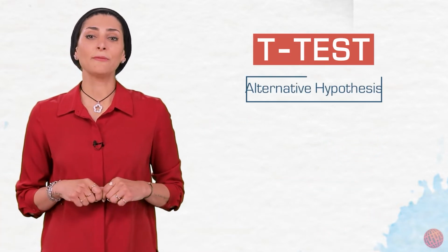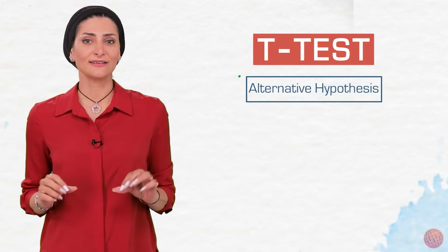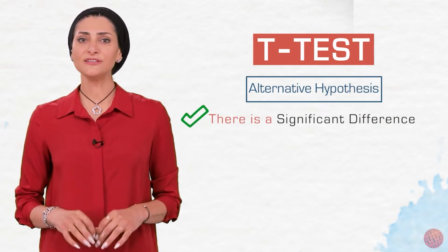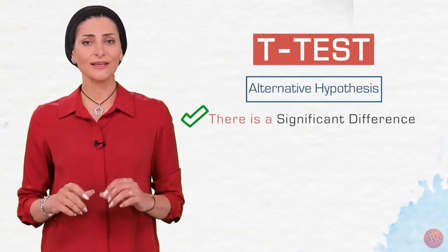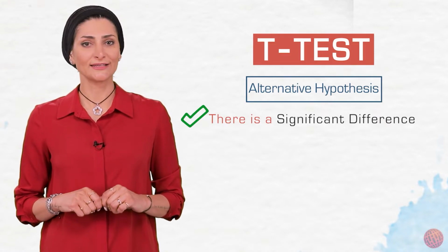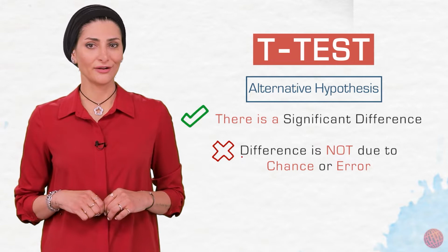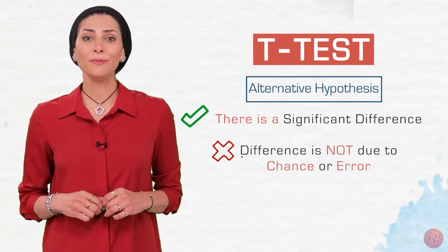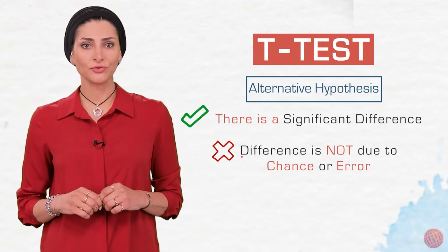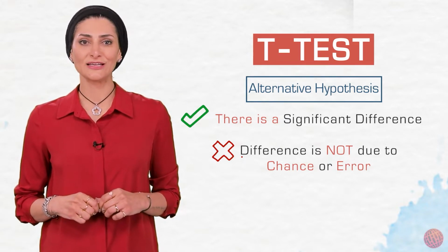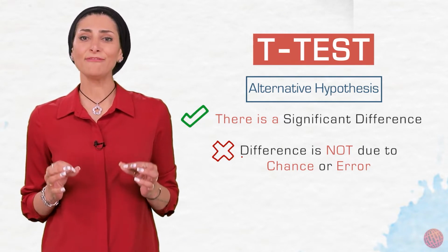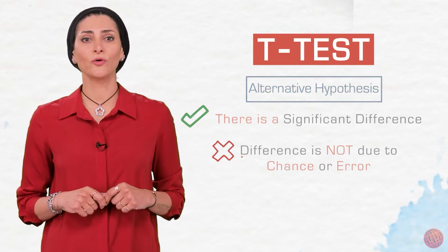The alternative hypothesis, which states that there is a significant difference between the mass of leaves in shade and the mass of leaves in light, and the difference noted is not due to chance or error. This means that you believe that mass between the two groups is going to be different, and mass of leaves is affected by growing in shade or light.